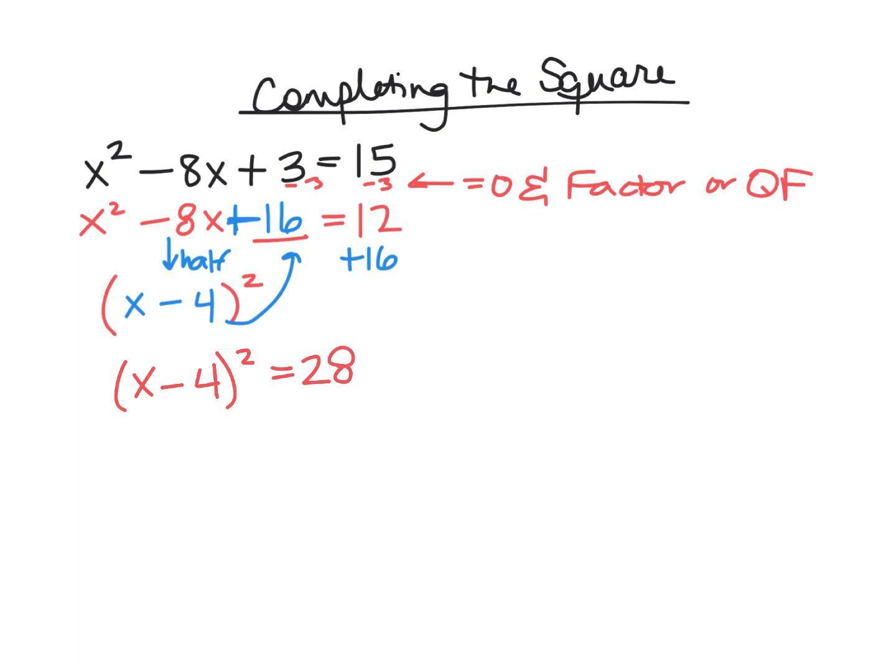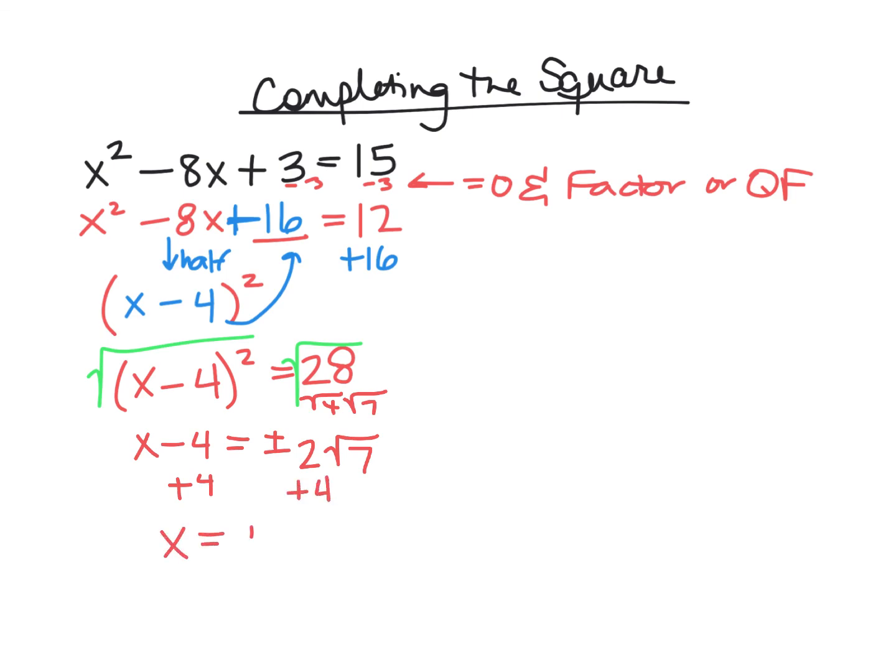So now I'm set up to easily take the square root. And in fact, I don't even have anything to get rid of. I'm just ready to take the square root of both sides, which is going to give me x minus 4 equals plus or minus, see, 4 goes into that, so 2 square root 7. And I'm going to add 4 to both sides, which will give me x equals 4 plus or minus 2 square root 7.